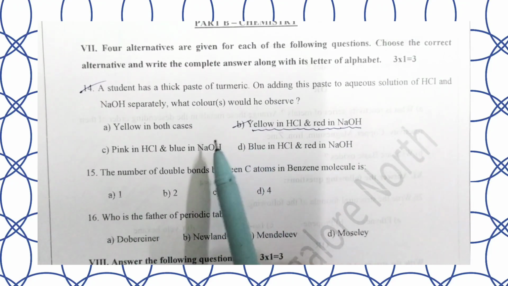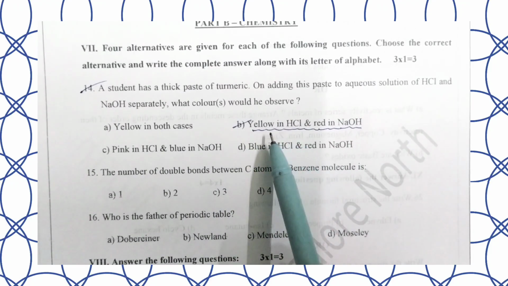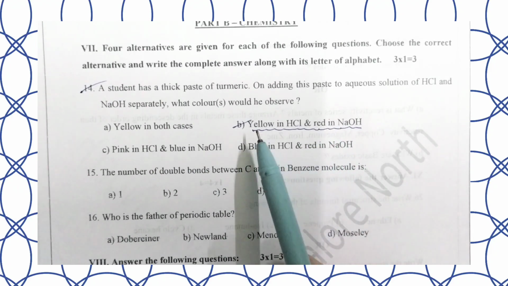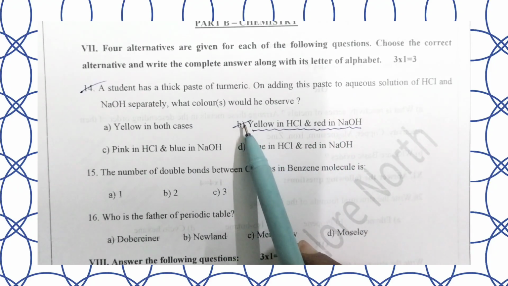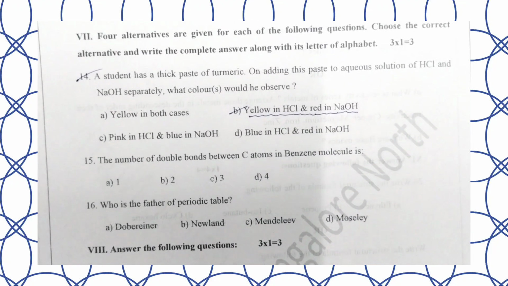So in HCl the color will be yellow color. In sodium hydroxide it will be red in color. So the right answer for 14th one is yellow in HCl and red in sodium hydroxide.